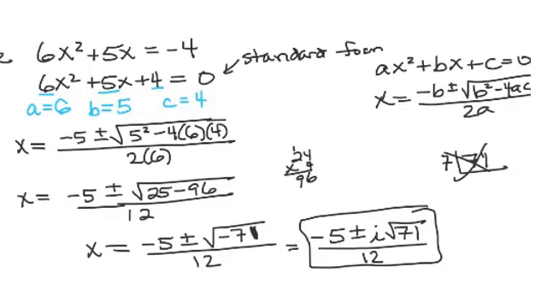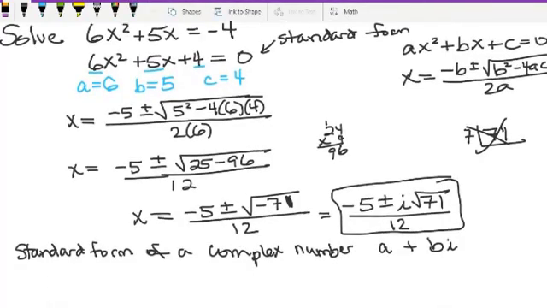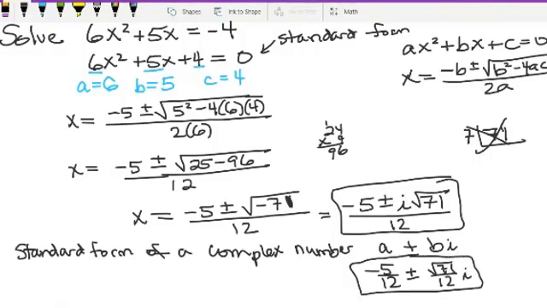Or if you're told to write your answer in the standard form of a complex number, standard form of a complex number means that it has to be in the form of a plus b times i. So we have to have a real part and imaginary part, and if that's the case, you're going to want to separate this into two fractions, basically. So you would divide the negative 5 by the 12, plus or minus, and then you would have the square root of 71 over 12 times the i. If they say standard form of a complex number, they definitely don't want it all in one big fraction. They want it separated out.